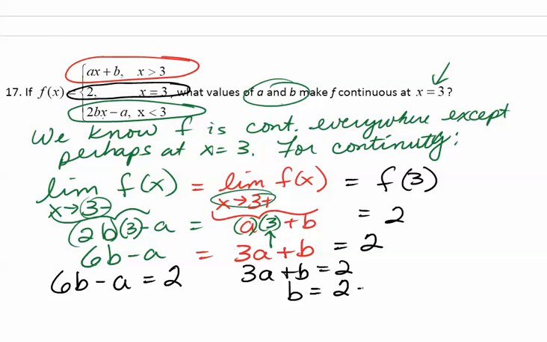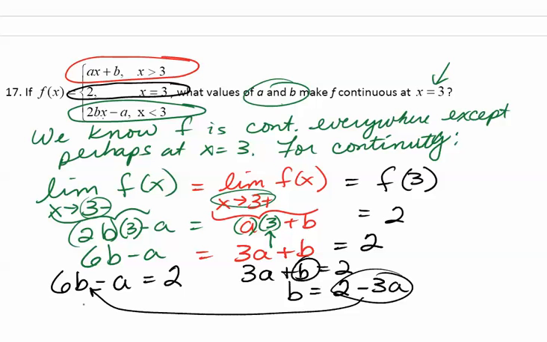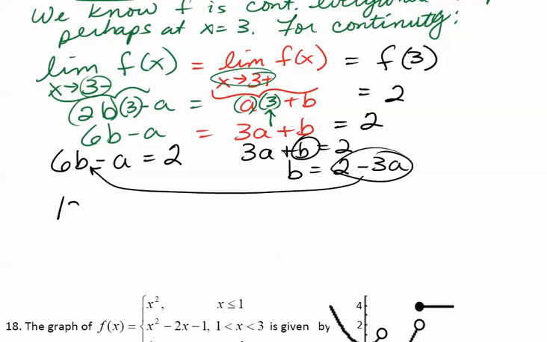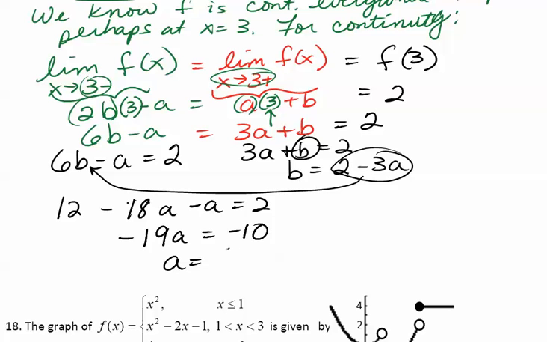So maybe you would solve this by substitution method. Solve for b, and then let's take this value and plug it into the other equation. So lots of different algebra steps here. So 12 minus, I'm multiplying by 6 here, 18a minus a. So it looks like it's not going to be a pretty answer. So a turns out to be 10 over 19. And if we plug that back in there, b would be equal to 2.